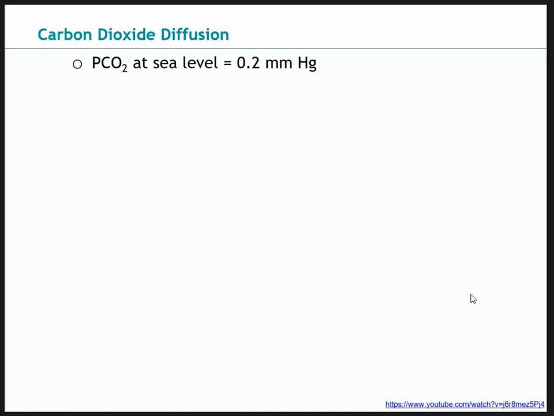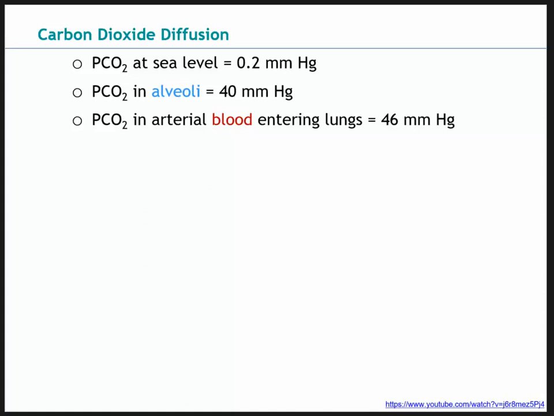Now let's look at partial pressure of carbon dioxide. So at sea level, it's very low. So there's not a lot of carbon dioxide in our atmospheric air. So we see 0.2. Now let's look at in the alveoli. But now remember, we're going the opposite direction. The partial pressure of carbon dioxide in the arterial blood entering the lungs is going to be 46 millimeters of mercury. But now look, we're going the opposite direction because we have to get rid of the carbon dioxide.